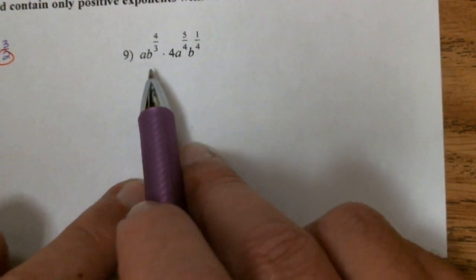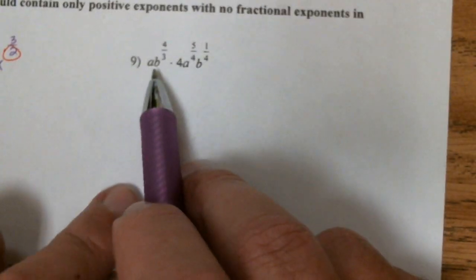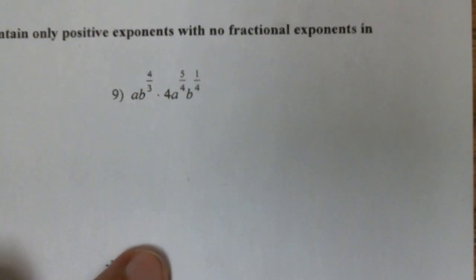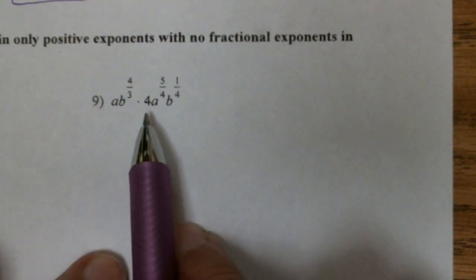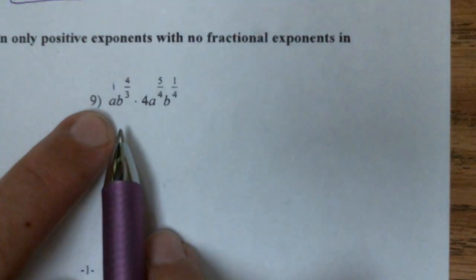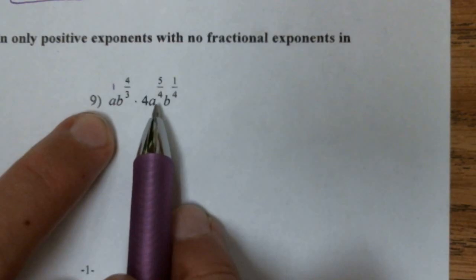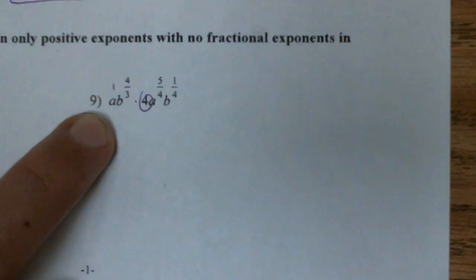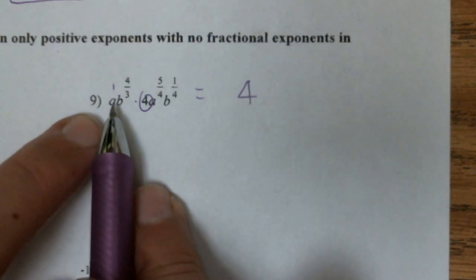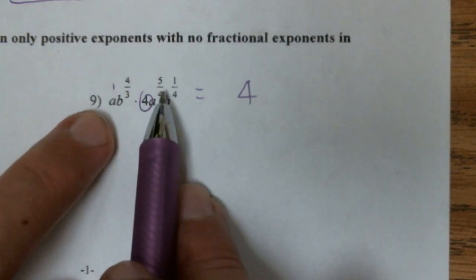Okay, so this is another product rule. I am simply, zoom in here a little bit. Okay, so I can simply add the exponents together. But notice this is an a to the first, and this is an a to the 5/4. This 4 is not in the parentheses, so I know there's going to be a 4 in my final answer. Now I've got to add the 1 plus the 5/4.